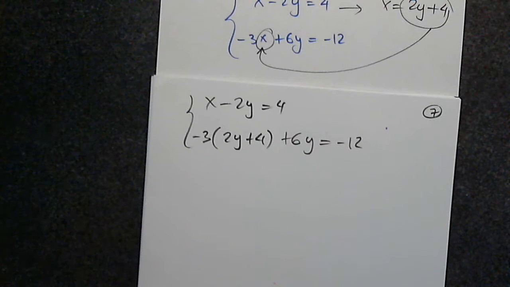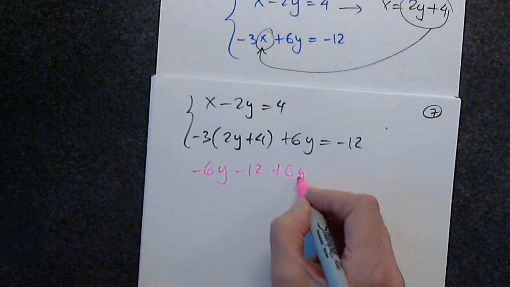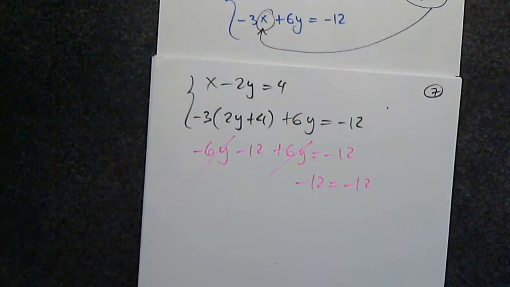Okay, how do I solve the second equation for y? That's a linear equation in one variable. What do you think we should do? Anyone? The same thing, right? So negative 6y, negative 12 plus 6y equals negative 12. And look what happens now. I did not determine x, but I got a true statement that is always true, always valid, no matter what x and y. So what would you say about this system?